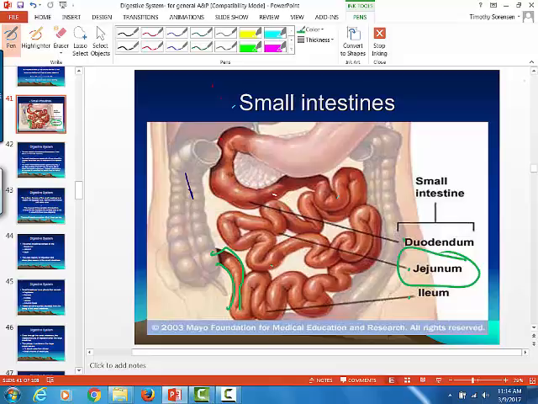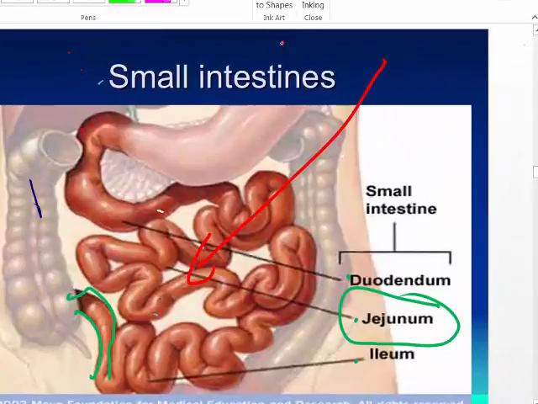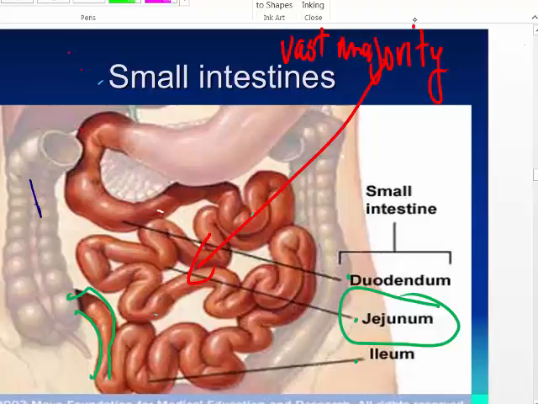And this is really important. In the small intestines, that is where the vast majority of digestion and absorption of nutrients occurs. And I'll explain why in a little bit. So anytime you have problems with your small intestines, your ability to digest and absorb nutrients is going to be impaired. Say yeah. Okay.